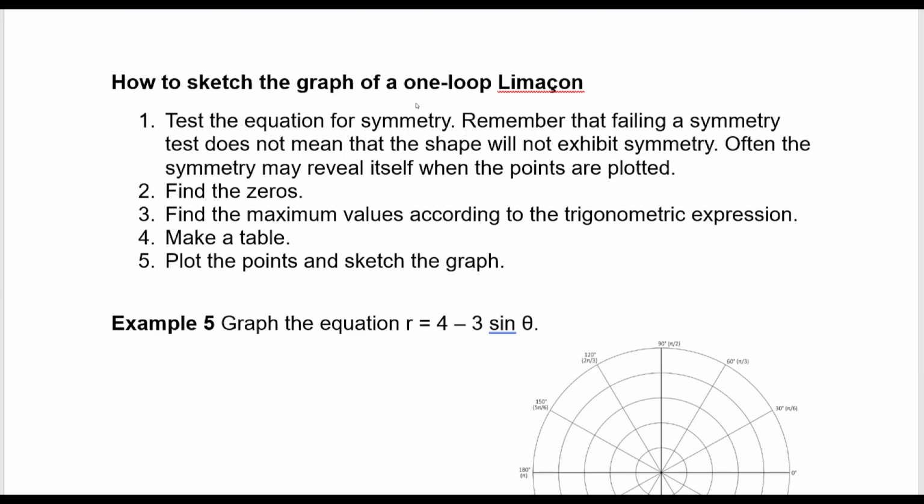So how to sketch the graph of a one-loop Limaçon? Test the equation for symmetry. Remember that failing a symmetry test does not mean that the shape will not exhibit symmetry. Often the symmetry may reveal itself when the points are plotted. Find the zeros, find the maximum value according to the trigonometric expression, make a table and plot the points.